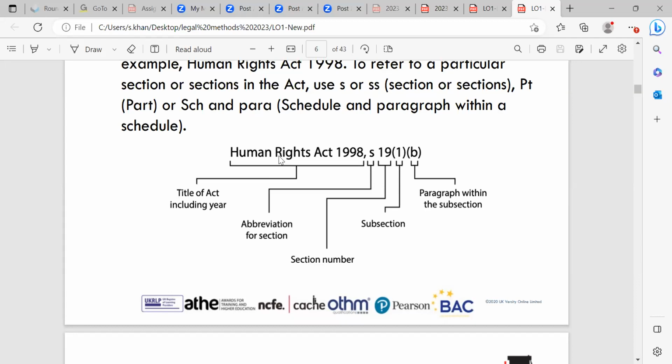It's really, really easy to go through this and identify it later on when you do that extra reading. These are the ways that you'd identify it. So you'd have the act first, the year, the abbreviation of the section would be section S, then 19, subsection 1, and then paragraph B, and that's in an act.